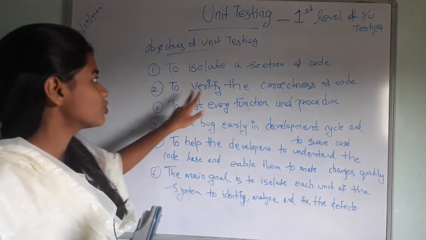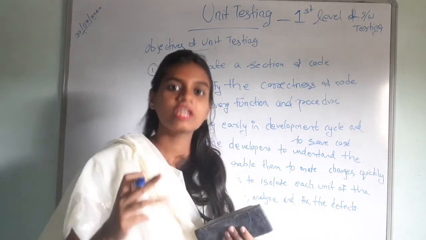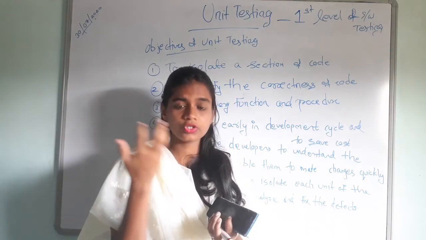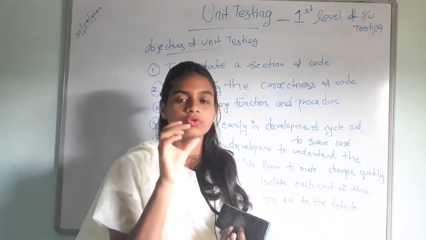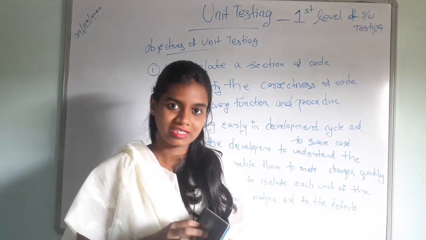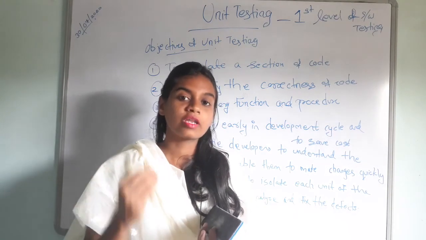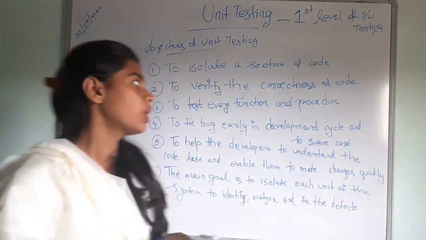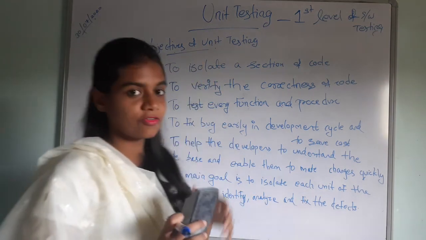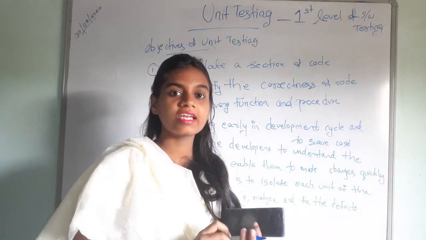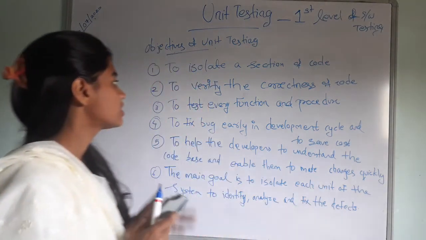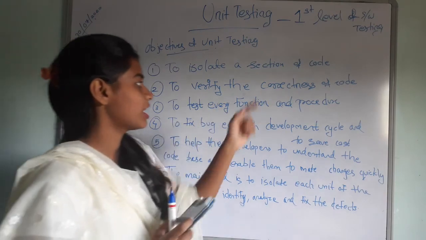The second one is to verify the correctness of code. Verify means to check whether it is right or not, whether the correct code is written in the proper way, and whether there are any spelling mistakes in the code. In this way they verify the correctness of the code. So first is to identify a section of code, second is to verify whether it is written in a correct way, and the third one is to test every function and procedure.